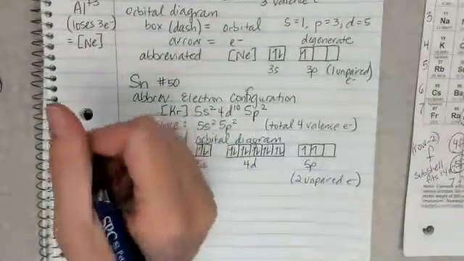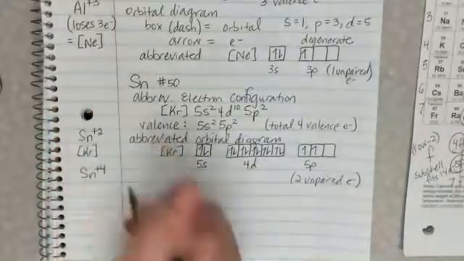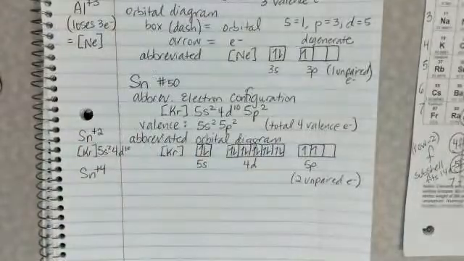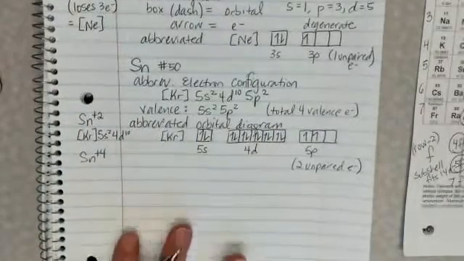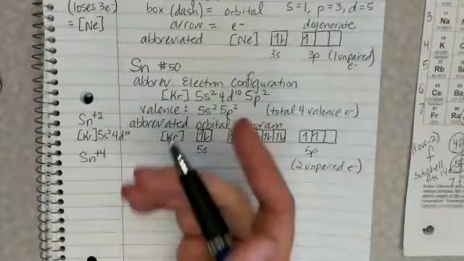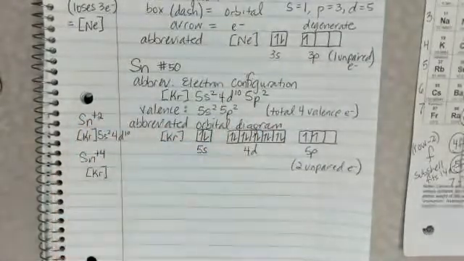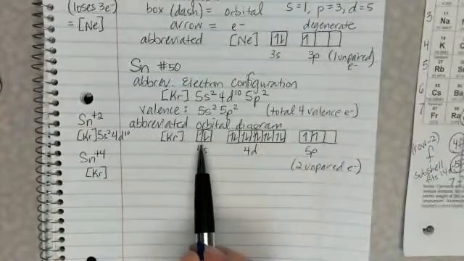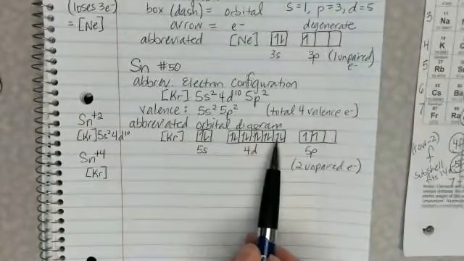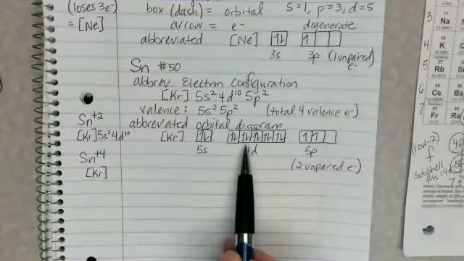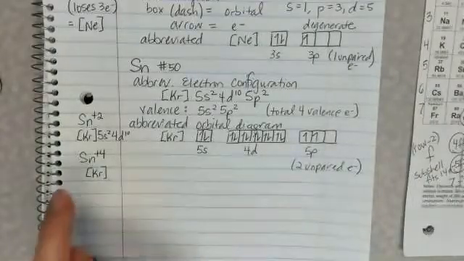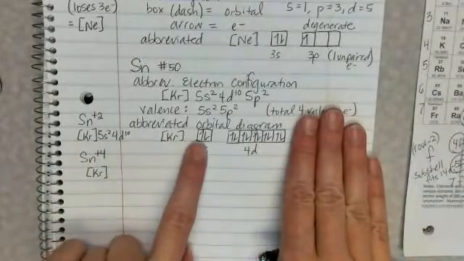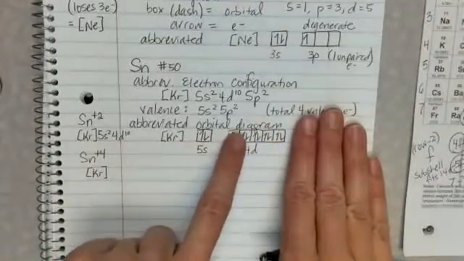So for stannous, we'd still have that krypton structure core, then we'd have the 5s2 and the 4d10. So we lost the 5p2. When we look at tin-4, we have that krypton core still, and we're not going to touch those. Even though we fill the 5s before the 4d, remember when the d are filled, it starts to act like core. So for the +4, we already took away those 2 in the p. The other 2 are going to be in the 5s. The d, because they're full, act as core.